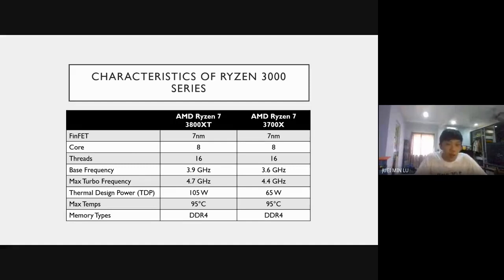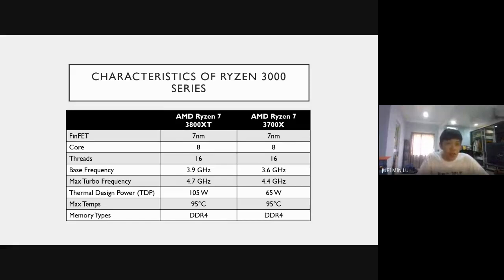Although it has the lower frequency, the 3700X has a lower thermal design power, which is 65 watts compared to the 105 watts for the 3800 XT. The memory type is DDR4 and the maximum temperature is 95 degrees Celsius for both.